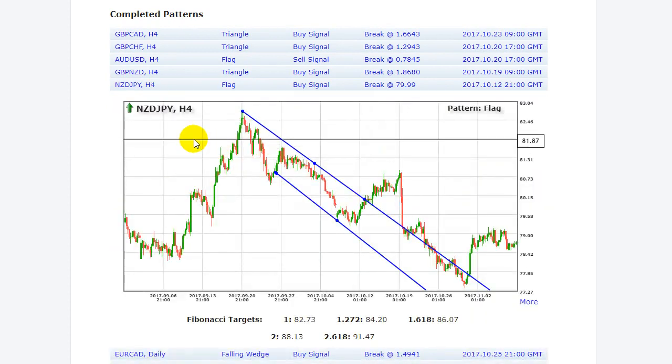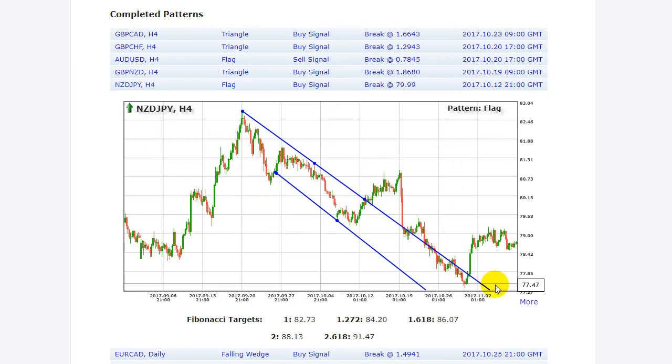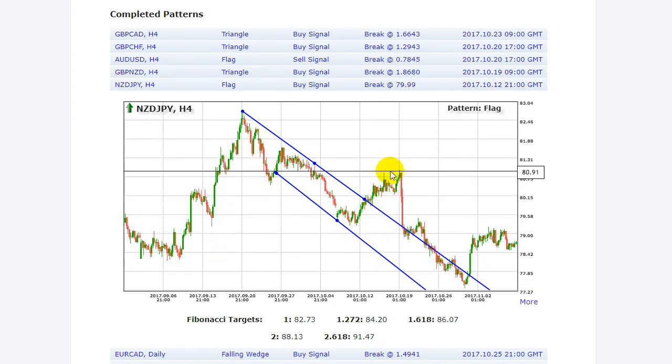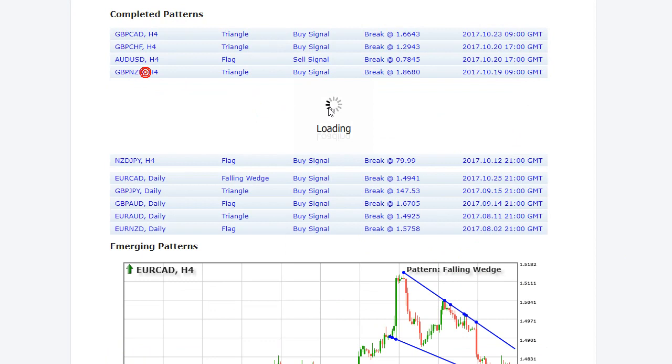Let's look at the 4-hour chart, New Zealand dollar, Japanese yen. It was a buy signal on October 12th. And that would be right, where are we here? October 12th, right here. You see we do get a nice move up. Do we get to the first target? The first target is 82.73. We don't get to the first target and it comes back against you. All right, not a great trade there either.